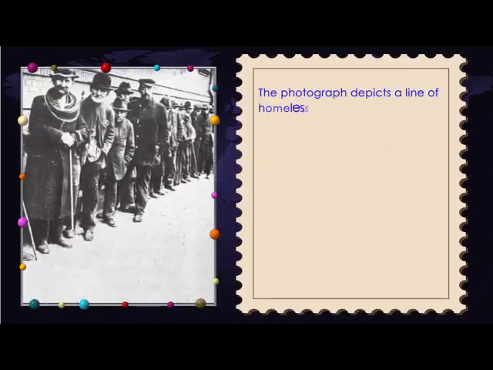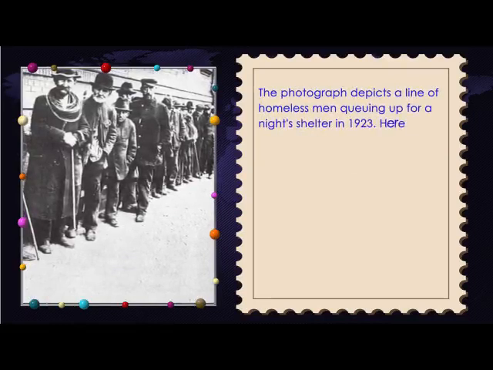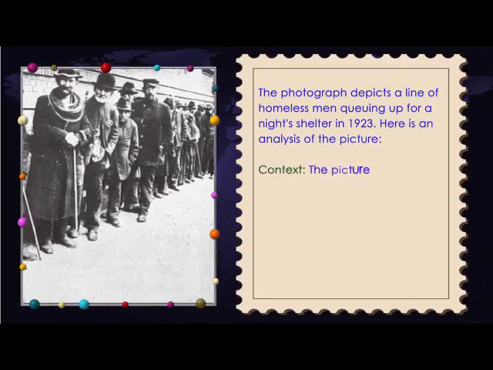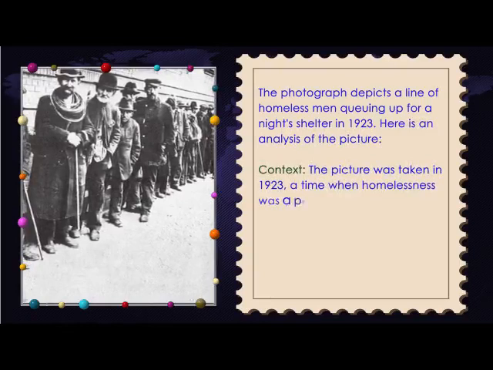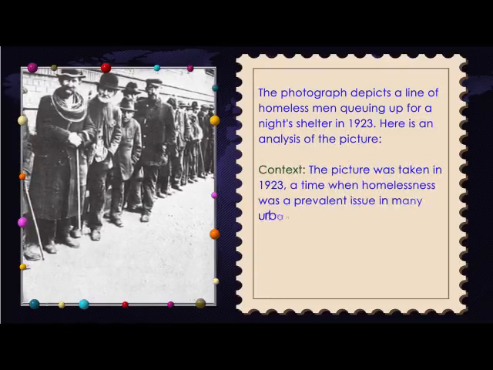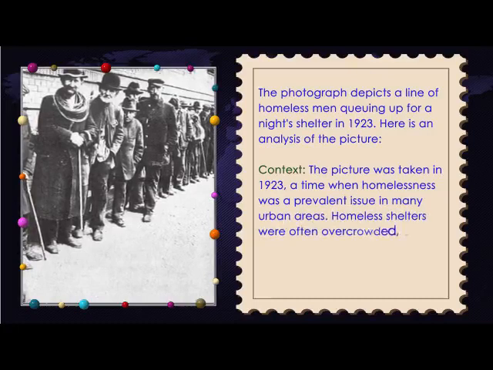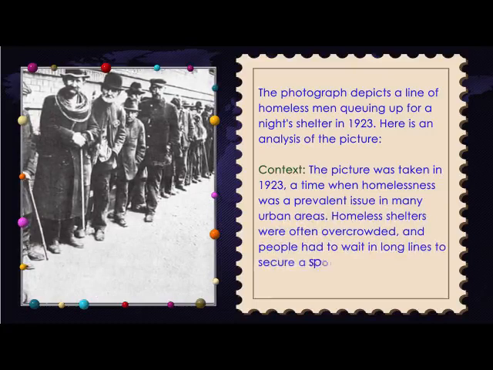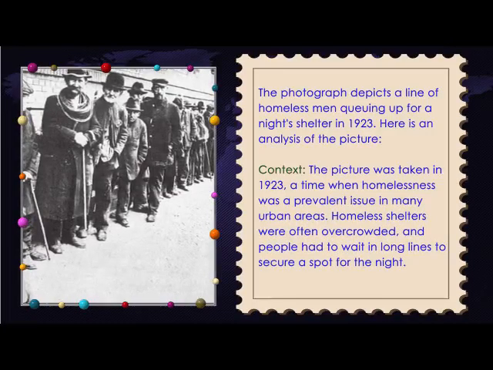The photograph depicts a line of homeless men queuing up for a night shelter in 1923. Here is an analysis of the picture. Context: the picture was taken in 1923, a time when homelessness was a prevalent issue in many urban areas. Homeless shelters were often overcrowded and people had to wait in long lines to secure a spot for the night.